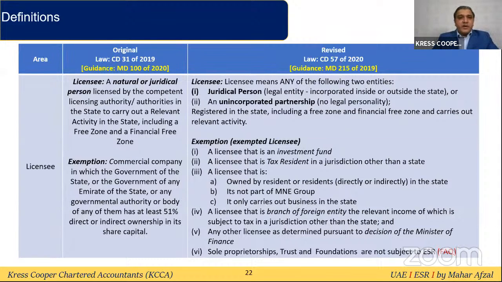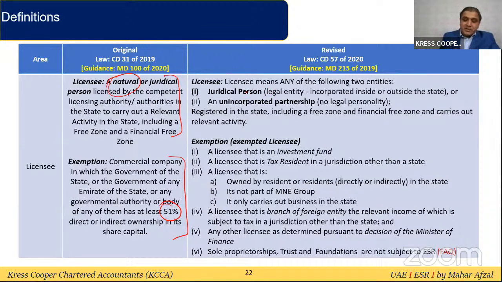Licensee, they have defined it. They said initially a natural person was being considered as a licensee, and government entities or entities which are at least held 51% by the government, these were being considered exempt. So natural person was being considered as licensee. Entities which are being held at least 51% by the government were exempt. Now they have changed the definition.